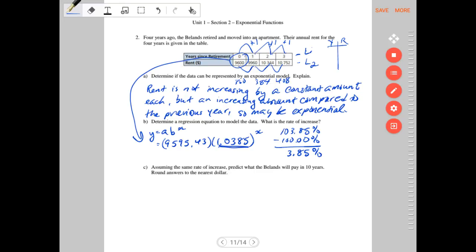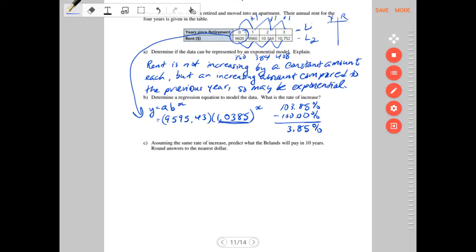Okay? Part C, assuming the same rate of increase, predict what the Bellons will pay in 10 years. Round answer to the nearest dollar. So what we can do is years is an x value, so I can just substitute 10 in for x in this equation. So y equals 95.43, because again, we're dealing with money, we should round to 2 decimal places, times 1.0385 to the power of 10. Okay, I've got, and it says the nearest dollar, so that would be $14,001.